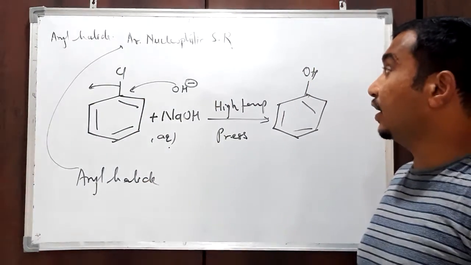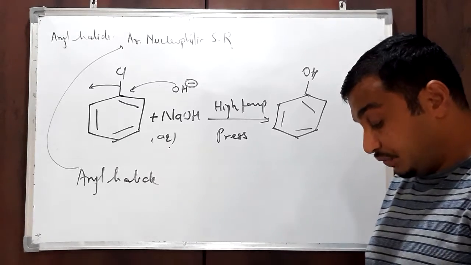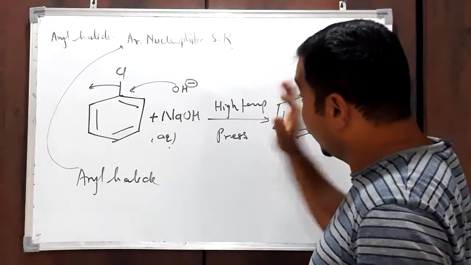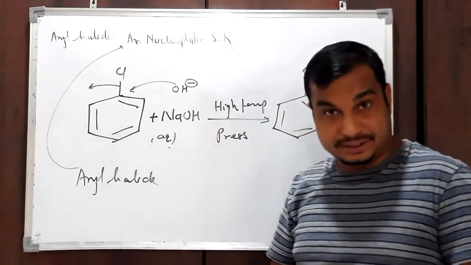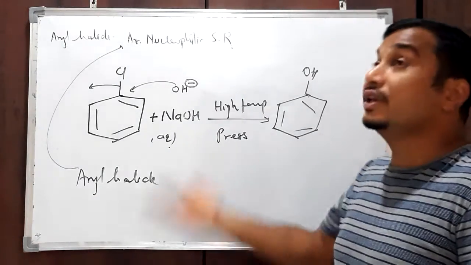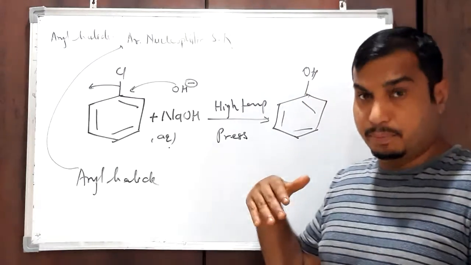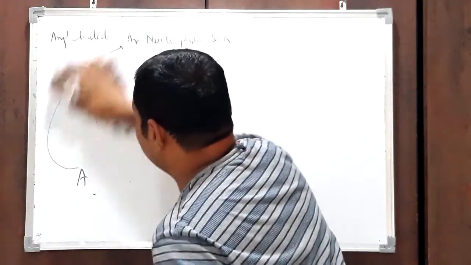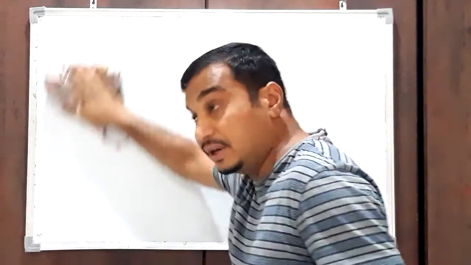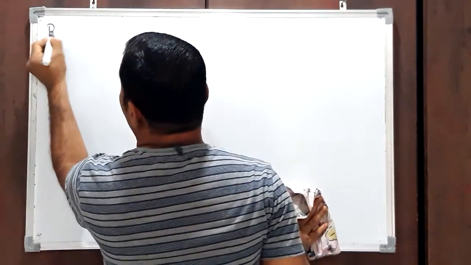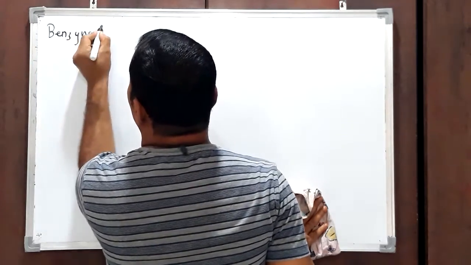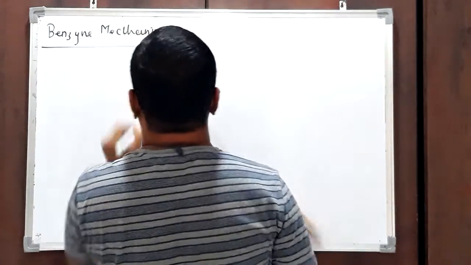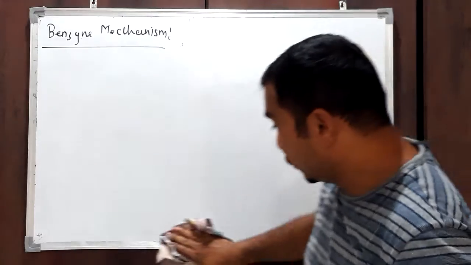So this is aromatic nucleophilic substitution reaction. Now we want to study its mechanism, how this reaction takes place. Scientists have suggested many mechanisms for this reaction, but the most accepted mechanism for aromatic nucleophilic substitution reaction is the benzyne mechanism. What is this benzyne mechanism? Now we will discuss this topic, which is included in your syllabus.